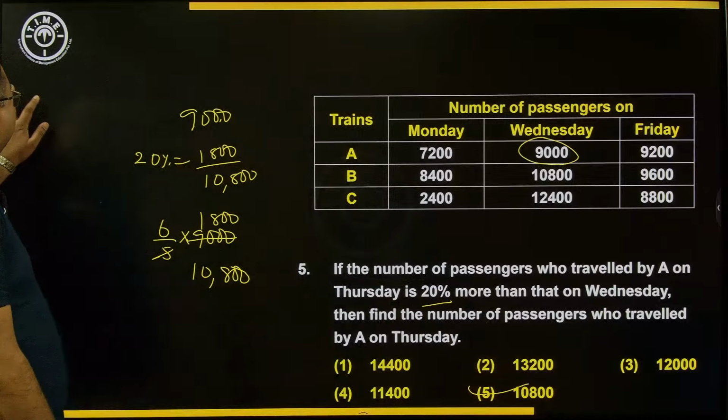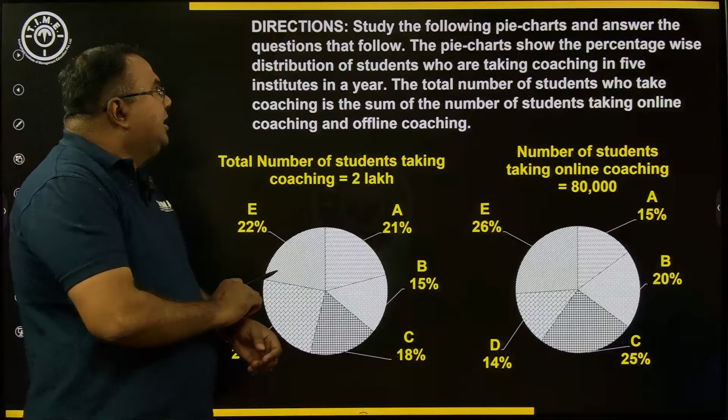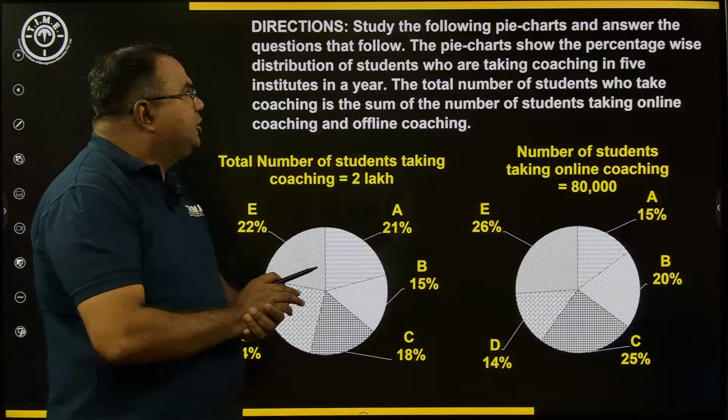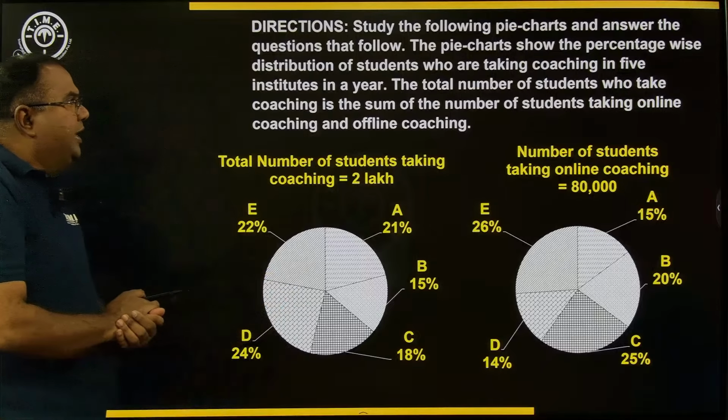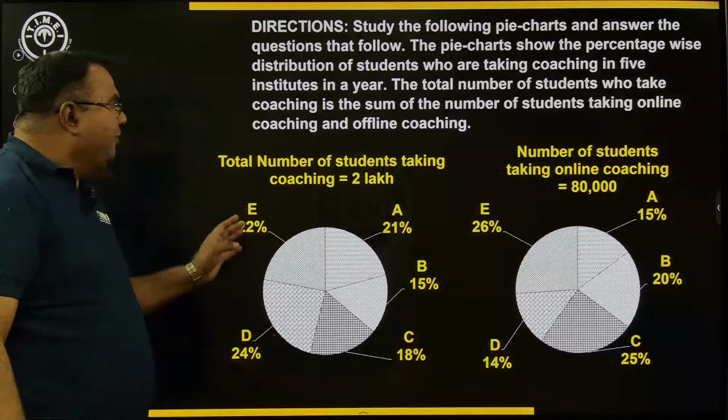Right? So, let's move it. Study the following pie charts and answer the questions that follow. The pie chart shows percentage-wise distribution of students who are taking coaching in 5 institutes in a year. A, B, C, D, E are 5 institutes.